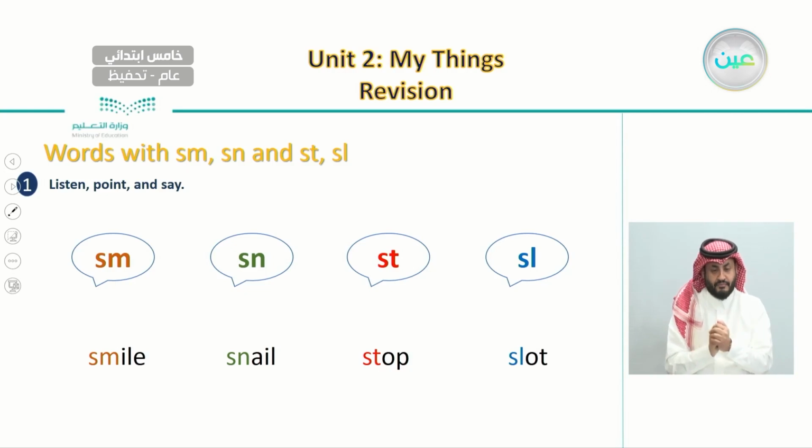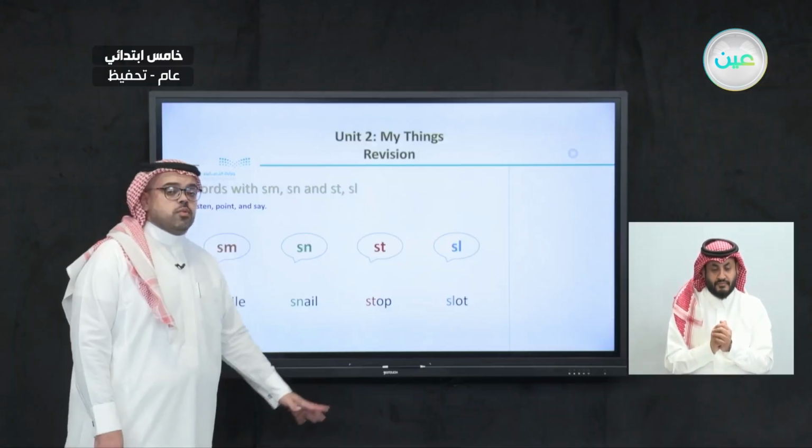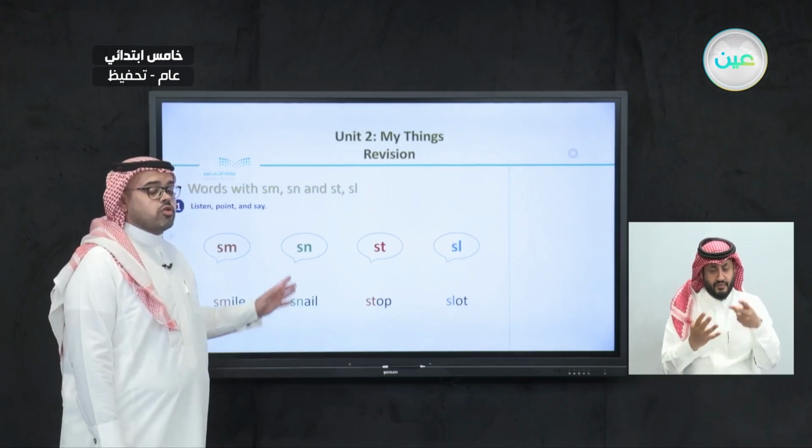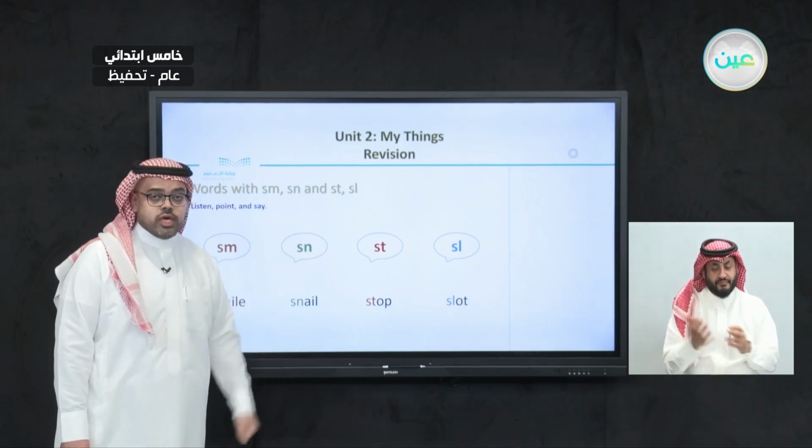And also the other word that starts with S and L, which is slot. Slot. Say after me, slot. Very good. So here we have four different words that start with four different sets of letters.